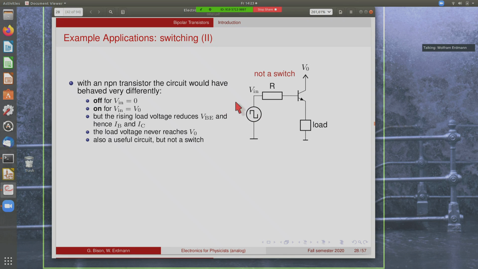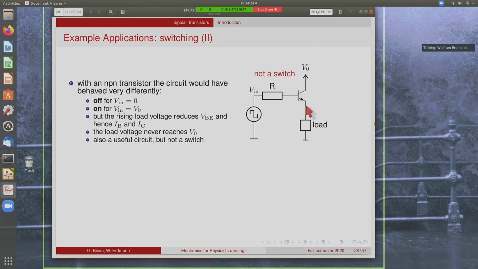Now, if you turn it on, so you pull the input voltage high, then you would initially see a very large base current here, similar to the situation that we had before. But now, since the load is connected to the emitter and not to the collector, the rising voltage across the load starts reducing the base emitter voltage. So if this goes close to 5 volts here now, our base emitter voltage starts to decrease, and the current decreases too. At some point, it reaches an equilibrium, and this point will never go up to the full load. This is also an interesting circuit, but it's not a switch.